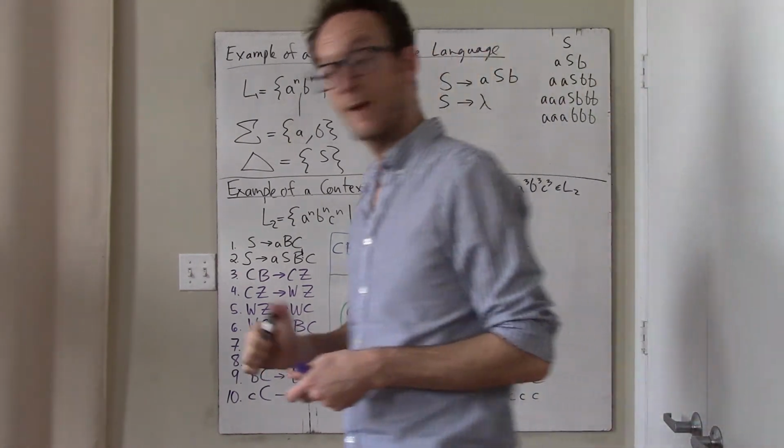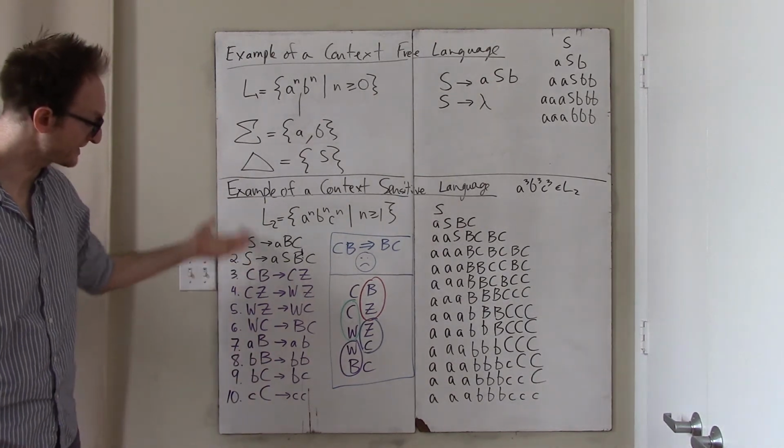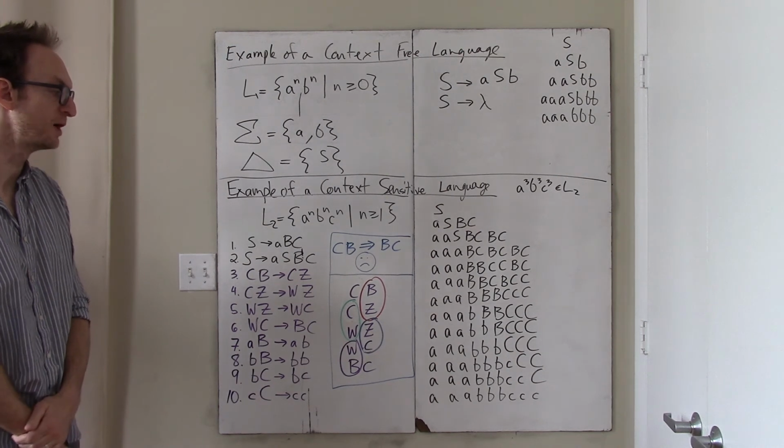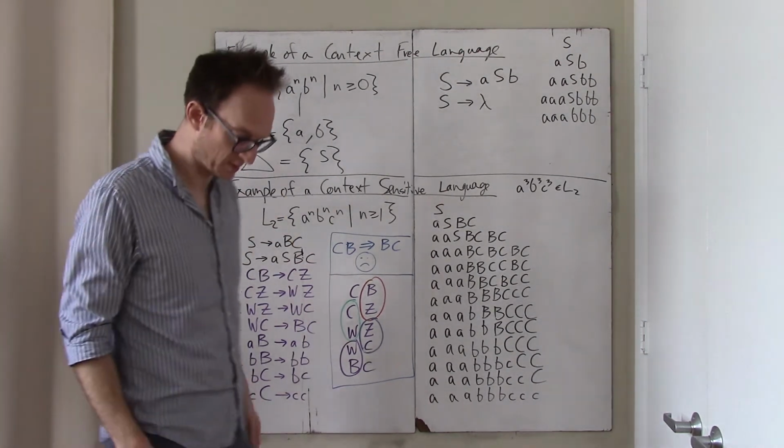Okay, that is an example of a context-sensitive language or context-sensitive grammar, and the increased power that it has to produce strings of more complicated languages. But we're not really going to do anything with that.